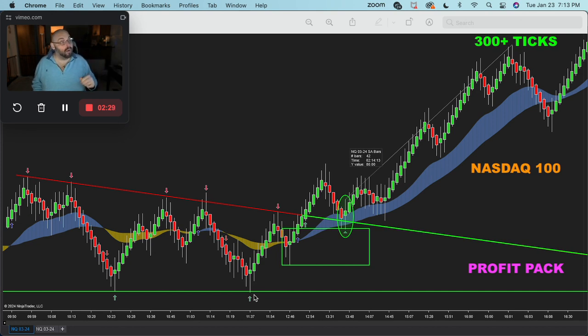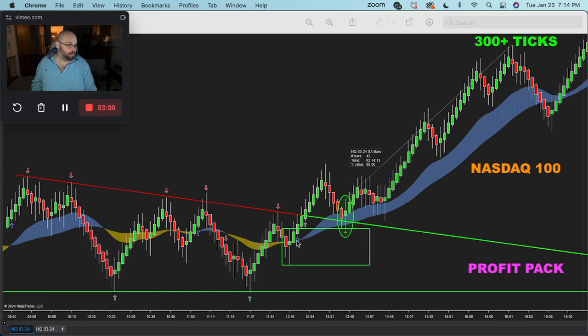Okay? So now what am I looking for? I have a definable resistance line here, right? I marked it off. Sellers, sellers, sellers, sellers, sellers. Buyers push through. So I drew a red line, and then I drew a green line because what was previously resistance after being broken should now be considered support, right?